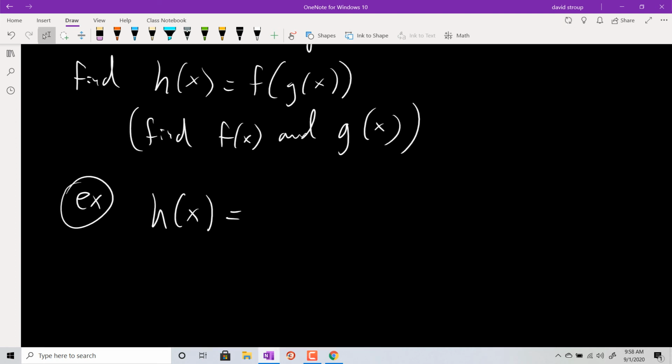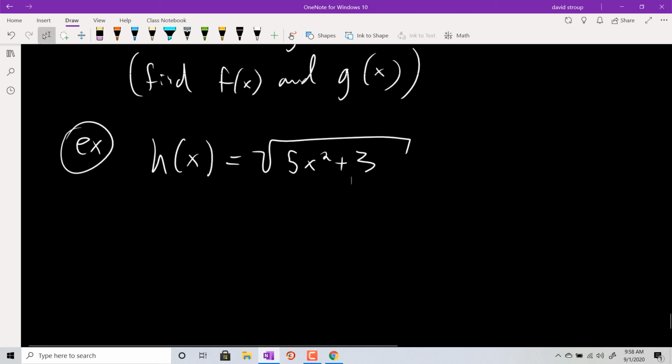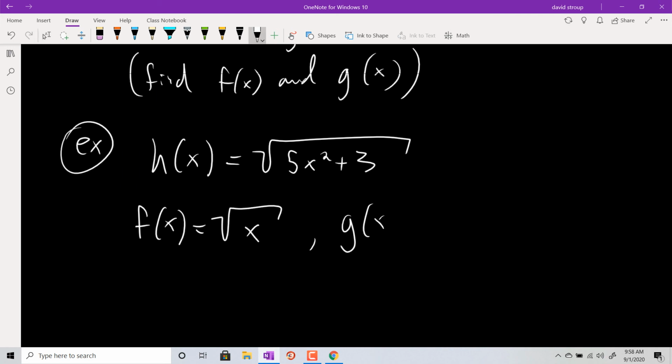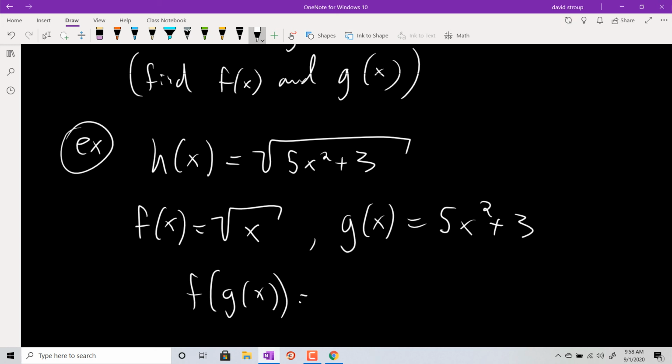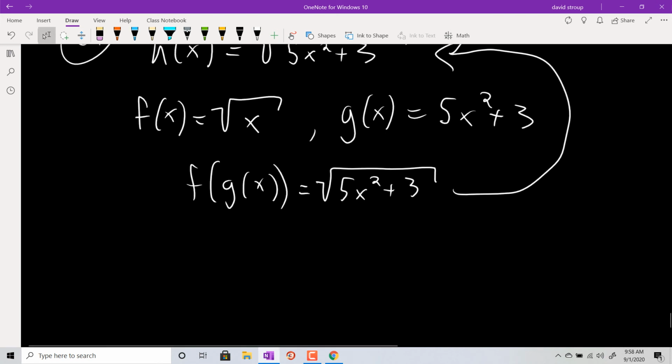H of x equals the square root of 5x squared plus 3. There are two parts to this, right? There's this outer part, which I'll call f of x. The outer part is the square root of something, so let's just put square root of x. The inner part is that 5x squared plus 3 stuff. And then you can see, if I take f of g of x, in other words, if I put g of x inside of f of x, I get h of x. So instead of x, I write 5x squared plus 3. Oh yeah, that's it. These are pretty easy once you get the hang of it.